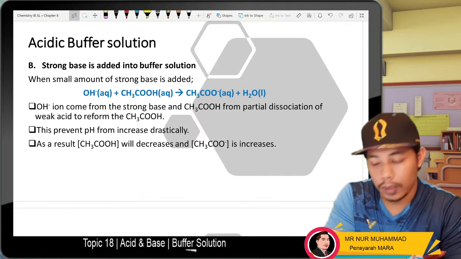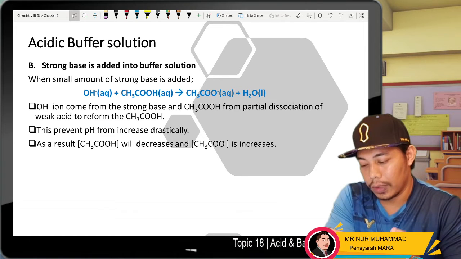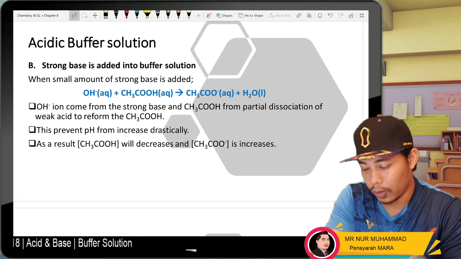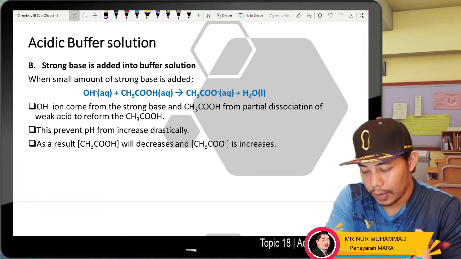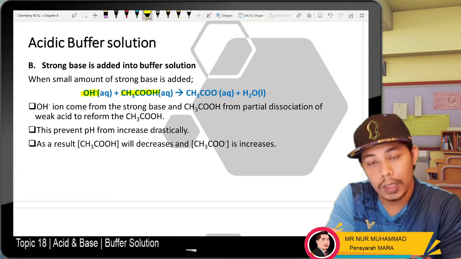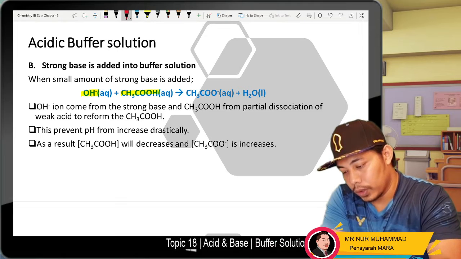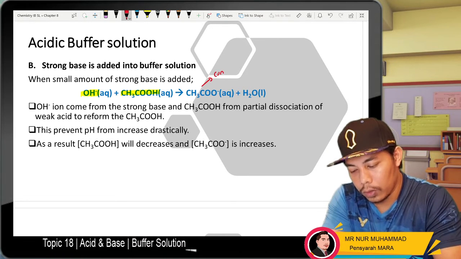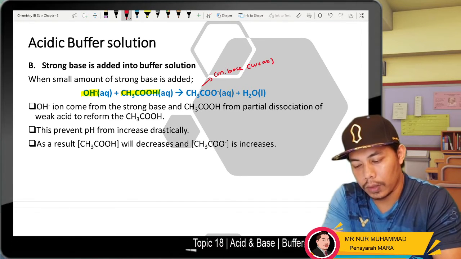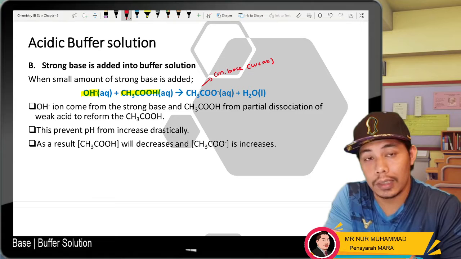Okay, second situation. How can an acidic buffer solution resist changes of pH when a strong base is added to it? The strong base contains hydroxide ions. These hydroxide ions are neutralized by the weak acid, which is ethanoic acid, producing ethanoate ions and water. Even though this is a conjugate base, it is still a weak base, not as strong as hydroxide ion, meaning that the pH does not increase drastically.